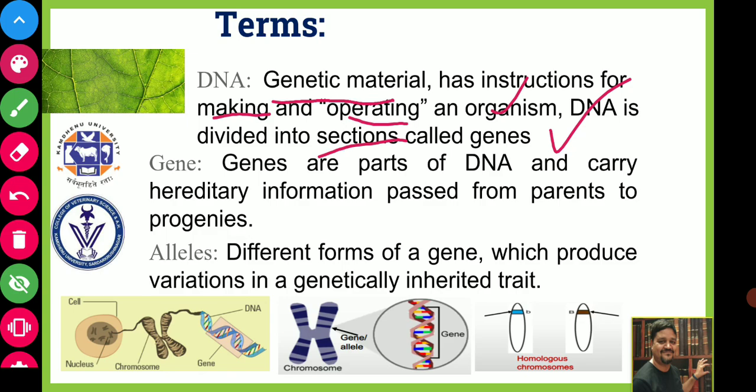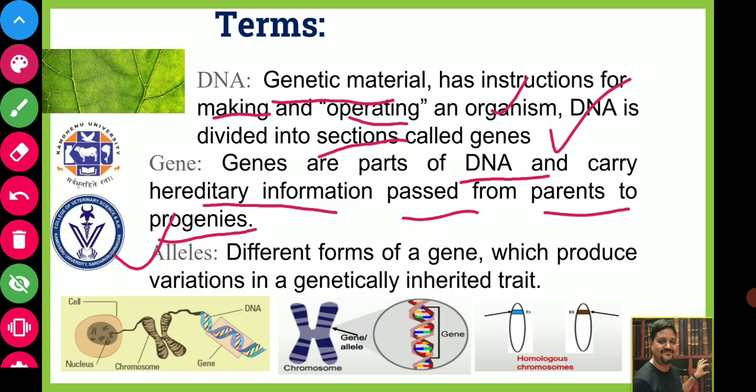Actually, a gene is composed of DNA, and certain sections of DNA are known as genes. So till now we have got an idea what genes are. Genes are part of DNA and carry hereditary information. This information is passed from parent to progeny, that is, from one generation to the next generation with the help of a gene, which is a segment of DNA. Then another related term is alleles.